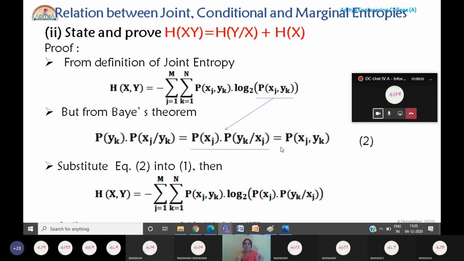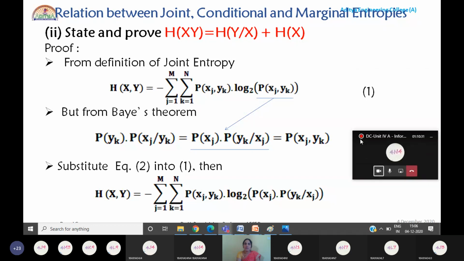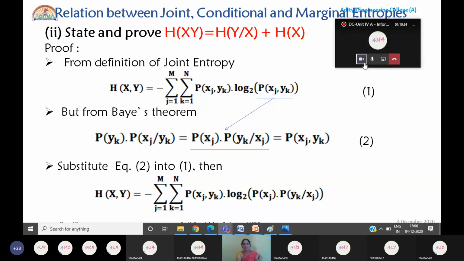What is the second relation? P of xj comma yk, you can replace it as p of xj into p of yk by xj. Now please replace the joint probability in terms of P of xj into P of yk by xj. Here you need h of x, so you must represent it in the form of P of xj. And you have h of y by x, so please represent it as P of yk by xj. So after replacing this, please substitute equation 2 relation in equation 1.